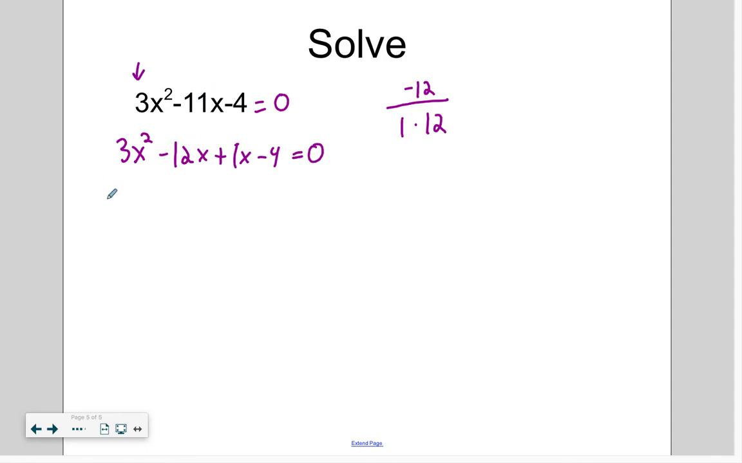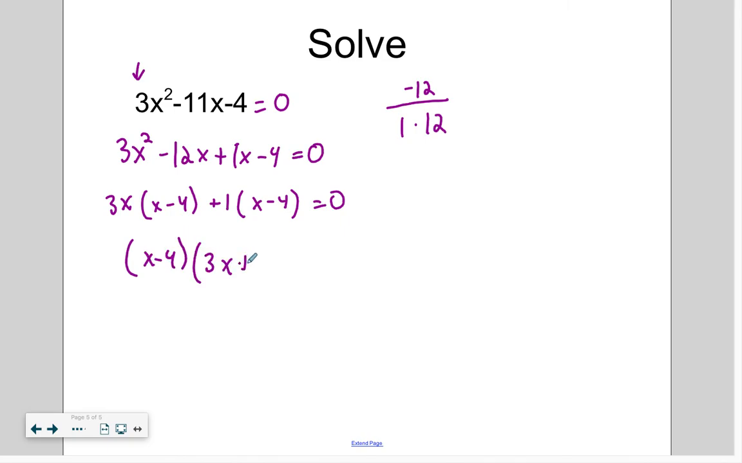Pull out the GCF of the first two. That's 3x times x minus 4. And right here is plus, well, it already is x minus 4, so that means that the GCF is 1. Sweet. Okay, great. We're still not quite done factoring. Now we have to pull out this common factor of x minus 4. So you have x minus 4 times 3x plus 1 equals 0.